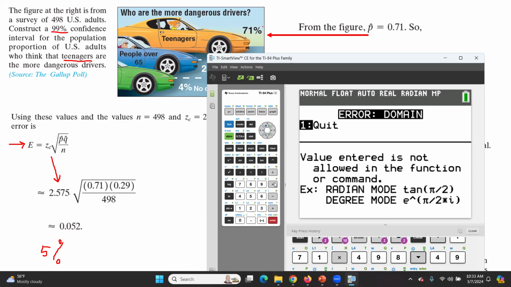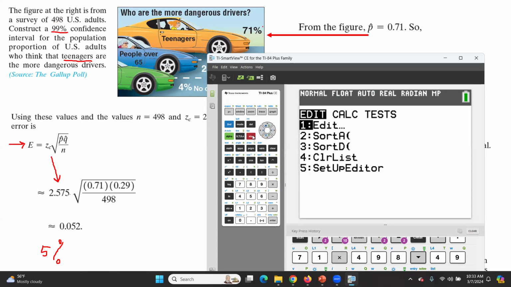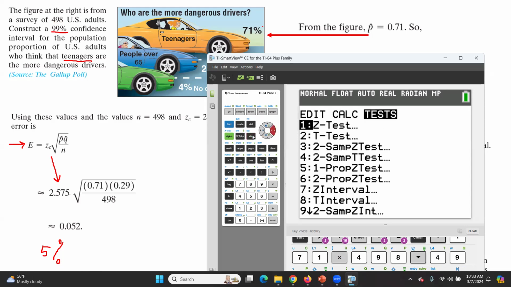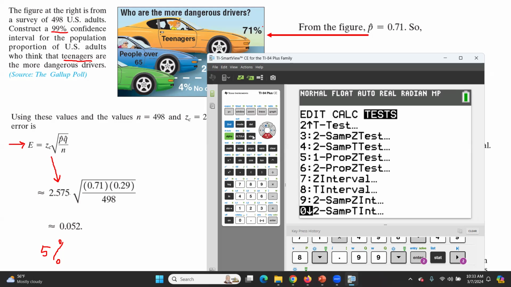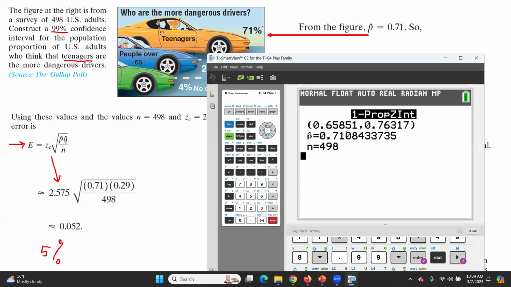Let us do the calculation. Okay, let's see. We shouldn't have any decimal, so let us fix that. That's why you get an error. Let's go to tests again and find one proportion Z interval. So this number should round up, 353.53. That's why it cannot do the calculation for us. So let us round it up to 354. So out of 498 people, 354 said yes. So let's do the calculation now.